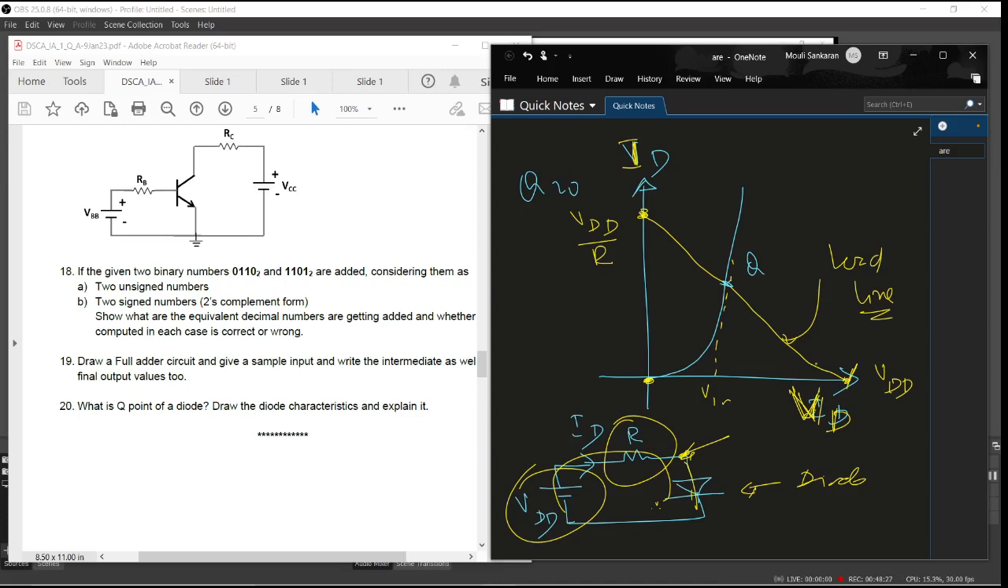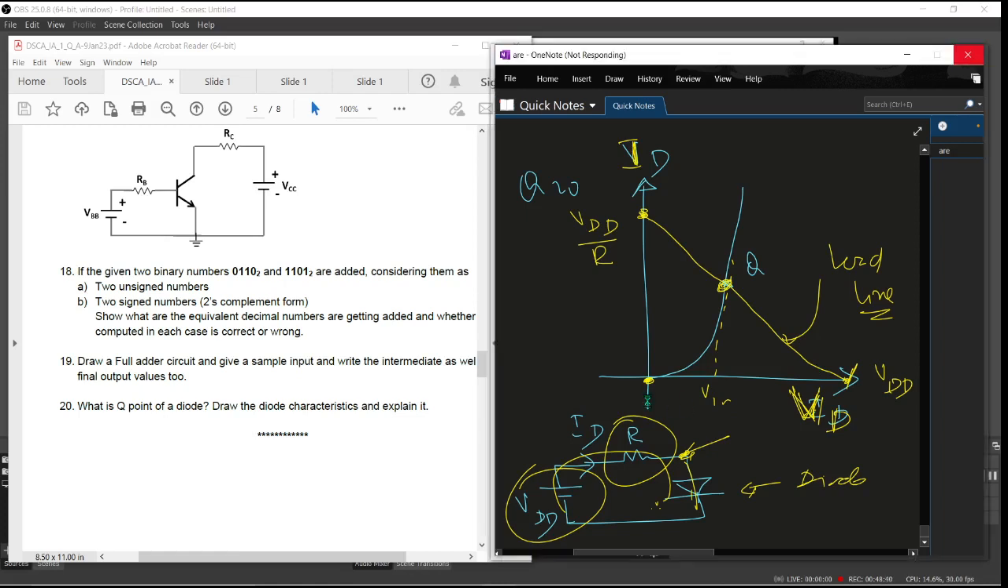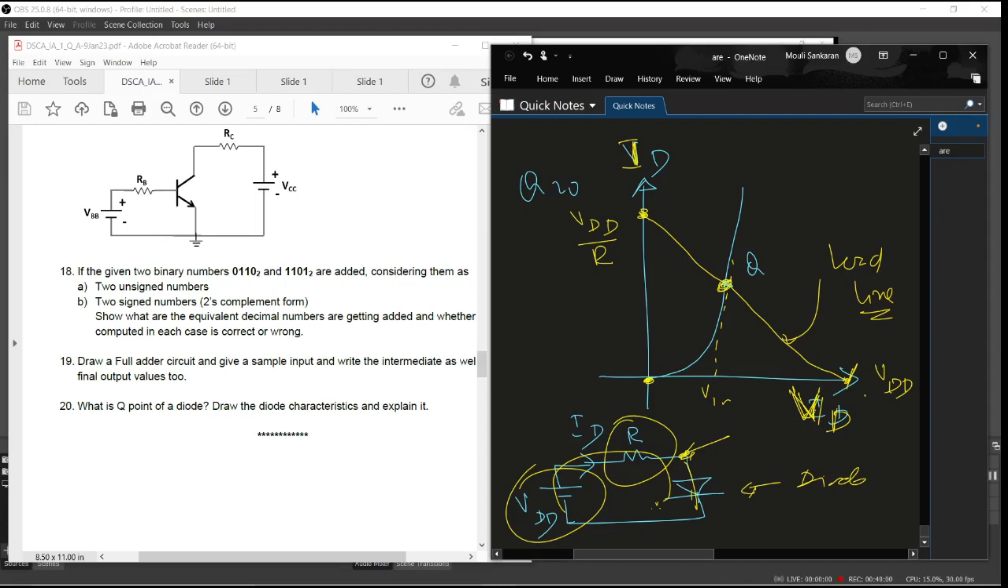This is basically what we are to do: a Q point is nothing but the current which is flowing through the diode, and the voltage across the diode, because the rest of the voltage will be here. So what I expect you to do is only to explain that the Q point is nothing but the current flowing through the diode and the voltage across the diode. That's enough. Even if you don't explain the load line, it's fine, as long as the X axis is shown as the VD voltage and the Y axis is ID. Because you know that the input voltage is coming here.